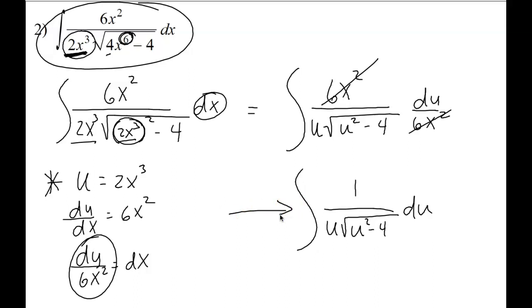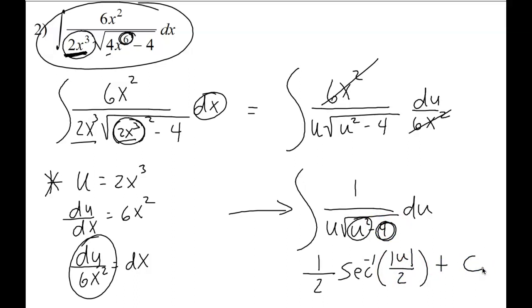And so once again, this is another arcsecant. So the pattern is 1 over the square root of the number, arcsecant of the absolute value of the square root of this number over the square root of this number again, plus c. Don't forget your plus c. And of course, we do want to go back and replace that u with what u originally equaled. It's 2x to the 3rd.